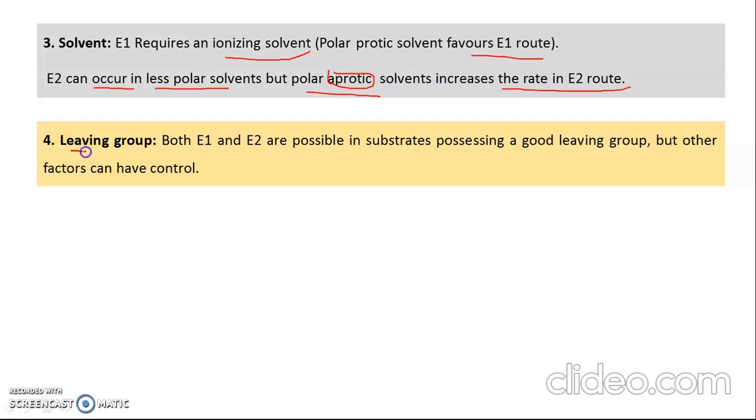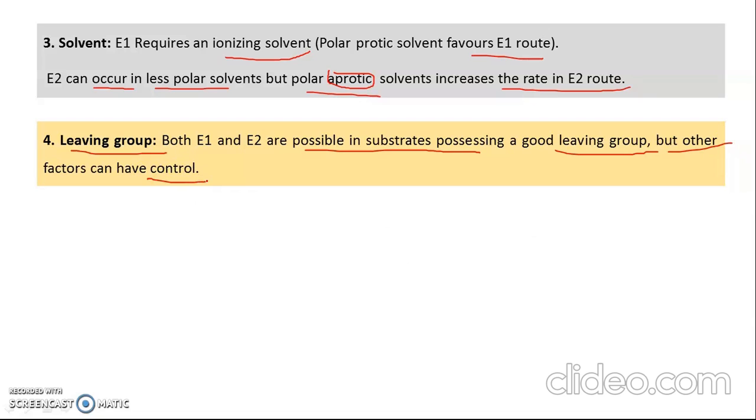The fourth point is the leaving group. Both E1 and E2 are possible in a substrate that possesses a good leaving group. Obviously, because the concentration of RX is mentioned in the rate expression of E1 as well as in the rate expression of E2. So obviously the leaving group, that is X, matters, whether it is good or bad. If it is good, it is preferred for both E1 and E2.